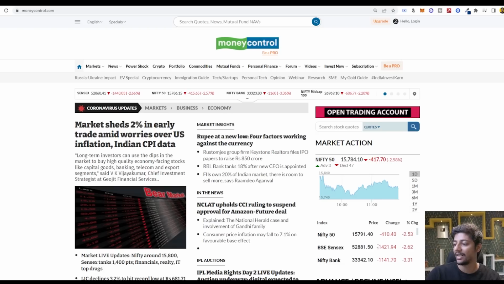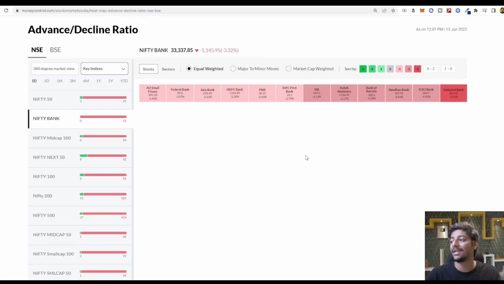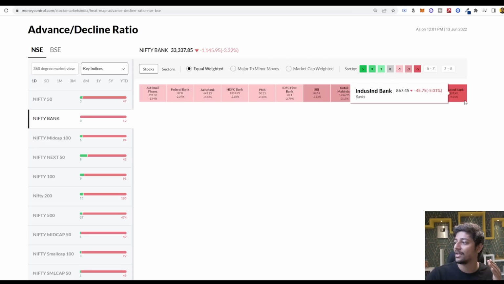If you look at the market right now, Sensex is down 1,421 points. It might recover a little bit at the end of the day, or it might go down even more after 1-2 p.m., after the European markets start opening. Nifty Bank also, everything is going bad in Nifty Bank as well, and we'll talk about why all this is happening one by one. If you look at the advance and decline ratio, in Nifty Bank, there is no bank that is in positive. Everyone's negative. In fact, IndusInd Bank has taken the biggest hit, and RBL Bank also has taken a hit right now, I think because the CEO changed, right?